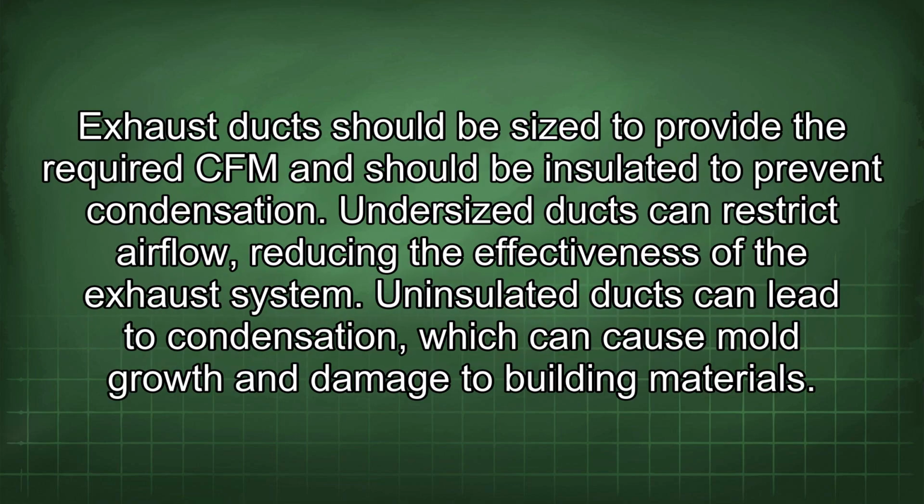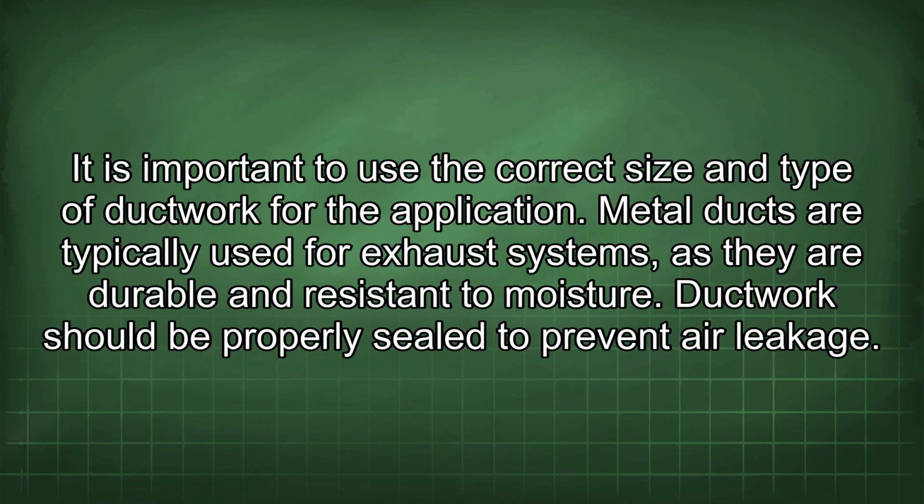Exhaust ducts should be sized to provide the required CFM and should be insulated to prevent condensation. Undersized ducts can restrict airflow, reducing the effectiveness of the exhaust system. Uninsulated ducts can lead to condensation, which can cause mold growth and damage to building materials. It is important to use the correct size and type of ductwork for the application. Metal ducts are typically used for exhaust systems, as they are durable and resistant to moisture. Ductwork should be properly sealed to prevent air leakage.